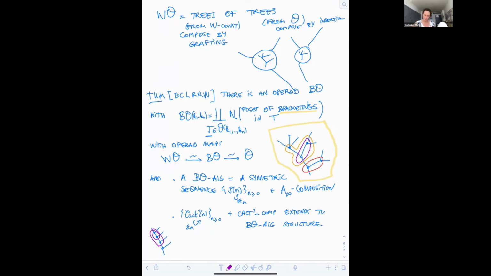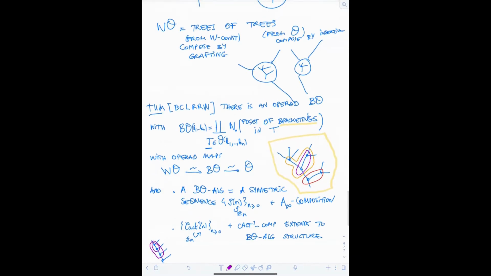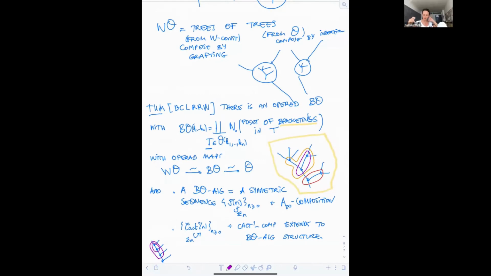Nathalie, could I ask a question? Yes, please. Just to clarify, if I understand, the vertices are trees of trees. Is that right? No, in WO. Yeah, but also in BO. You said that it's the nerve of the poset of bracketings. So if I understand right, a vertex of the poset of bracketings is a bracketing, which is the same thing as a tree of trees.